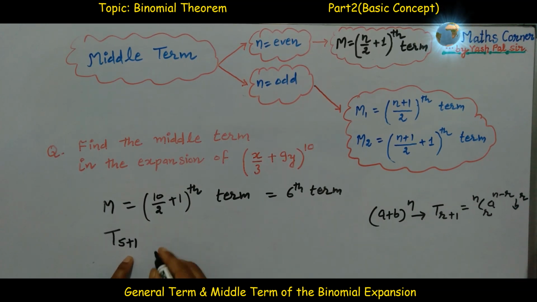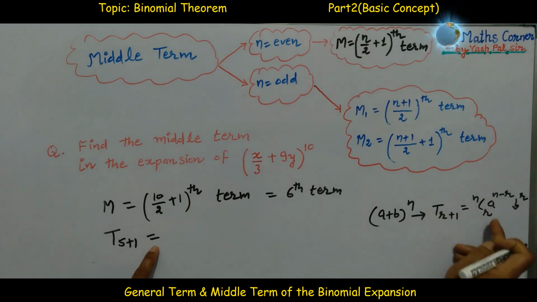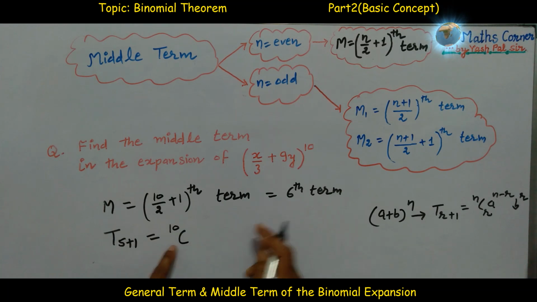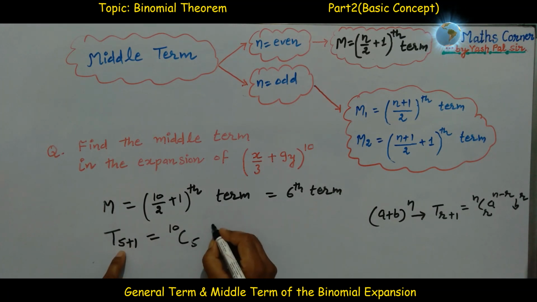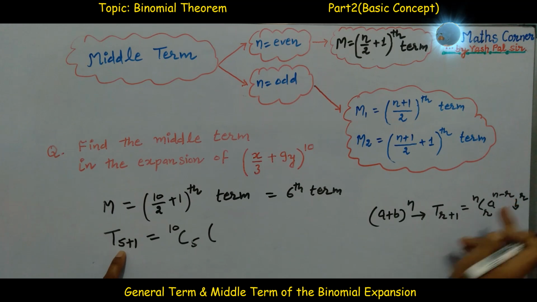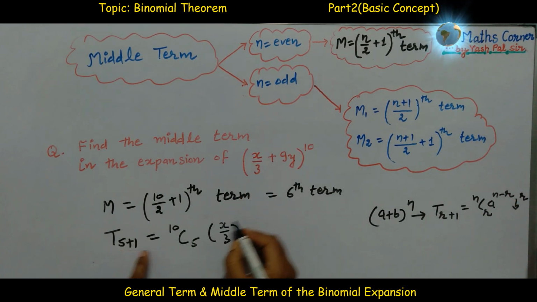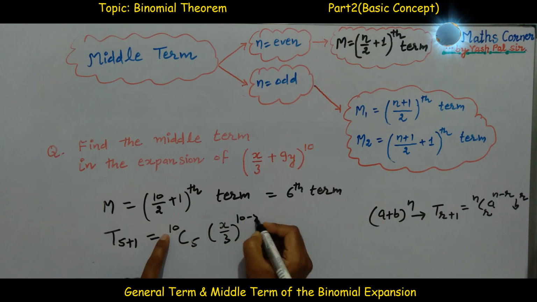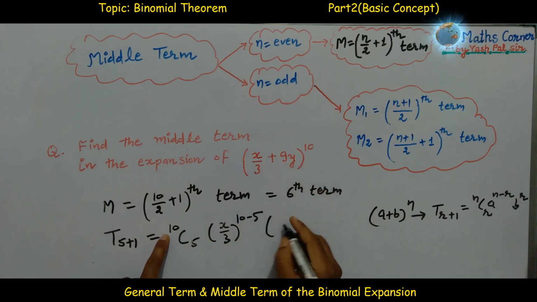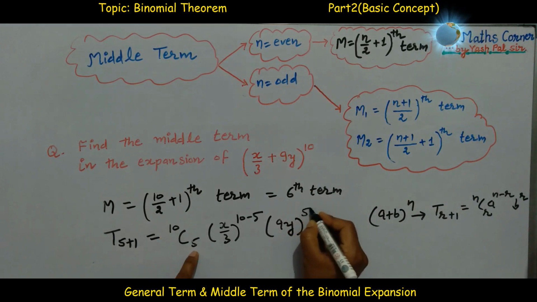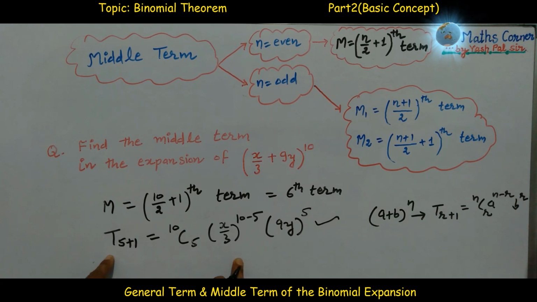From this we have nCr. The value of n is 10, r is 5, into a raised to power n minus r. a is x/3, power 10 minus 5, into b. b is 9y whole raised to power r, r means 5. So this is the middle term of this question. This way we can find the middle term.